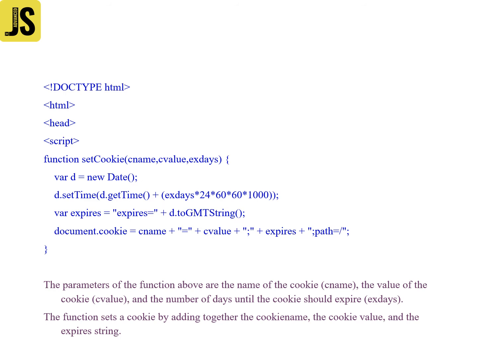So variable expires is equal to expires plus d.toGMTString. So we already set d with a particular time value like this, and it will be converted to a GMT string. Then after that, document.cookie is equal to cname equal to cvalue, plus it should be appended with the corresponding expiry date and the path.